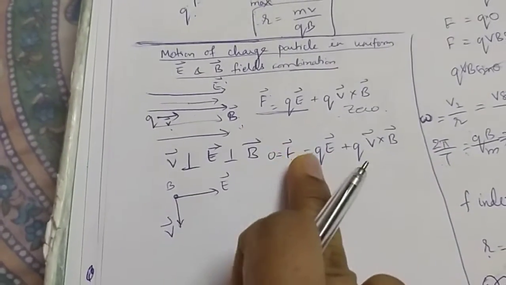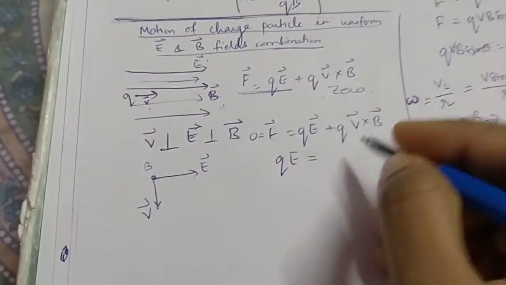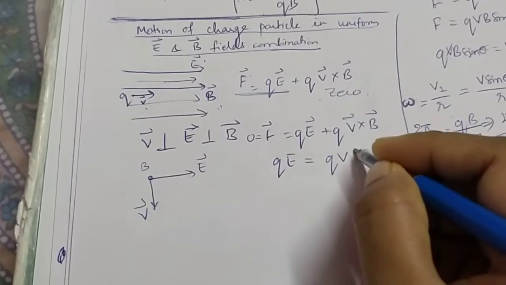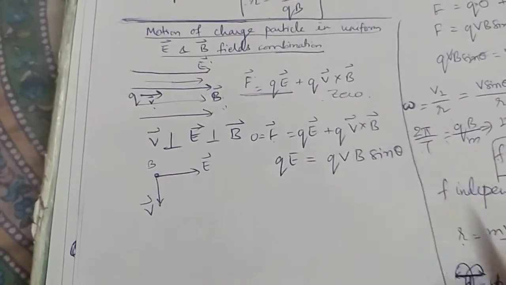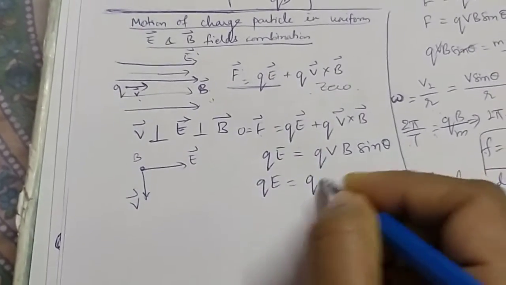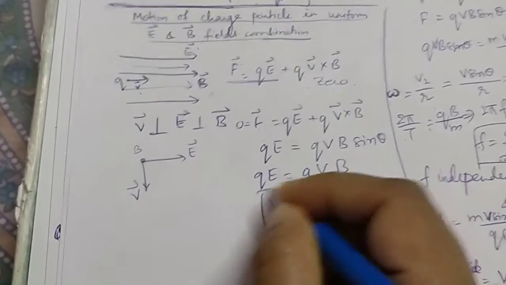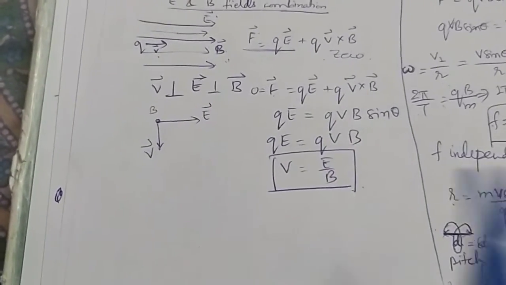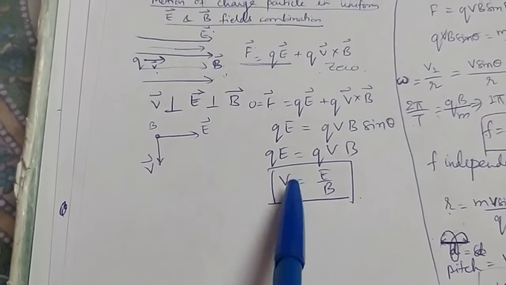And if the net force becomes 0, then what will happen? Your QE part in magnitude will become QVB sin theta. Magnitude wise, they both will be equal. Theta is 90 degree, as I told you, we are taking mutually perpendicular. So QE will be equal to QVB. Q and Q you can cancel, V will be equal to E by B. So you will get this condition, V is equal to E by B. Velocity is equal to E by B.